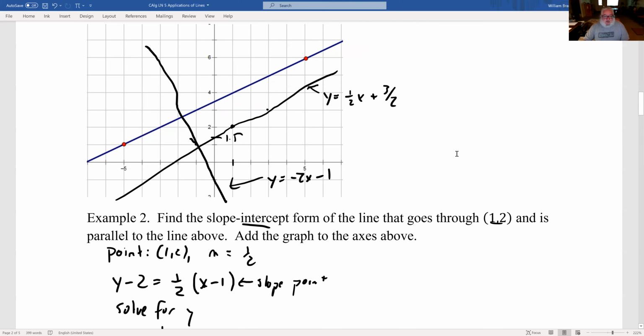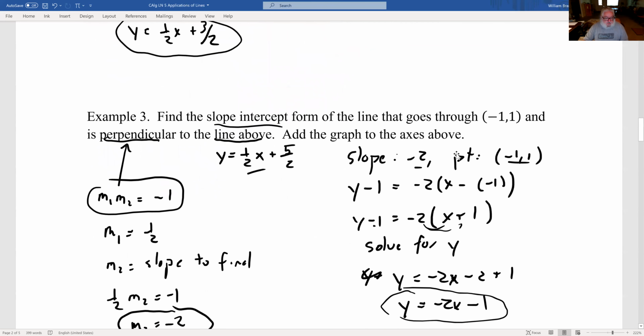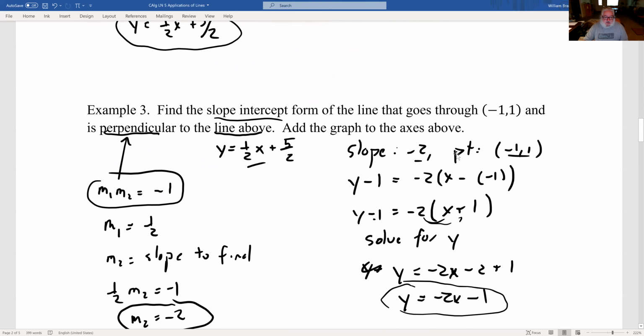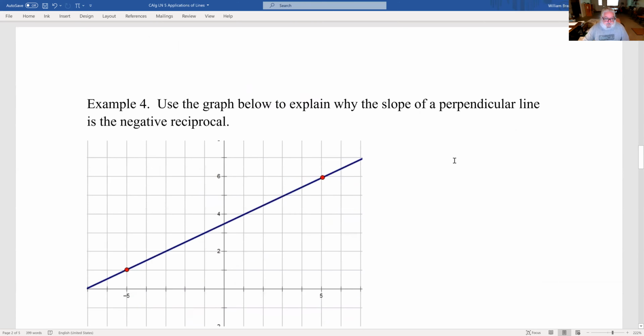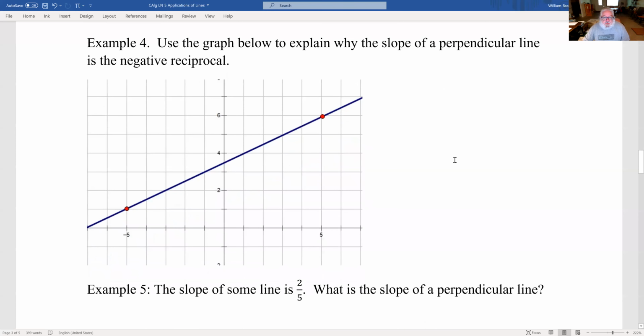Okay, so that's how we can use perpendicular slopes to find equations of lines that are perpendicular and parallel to a given line. So one question is, where does this formula come from anyway? Why should that be true? Why is the slope of a perpendicular line the negative reciprocal?